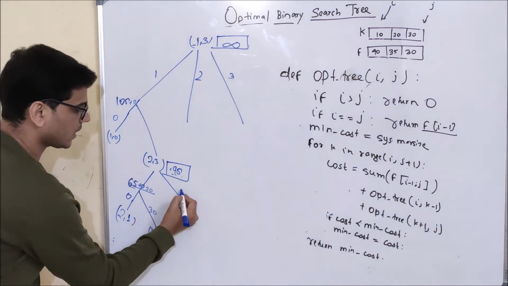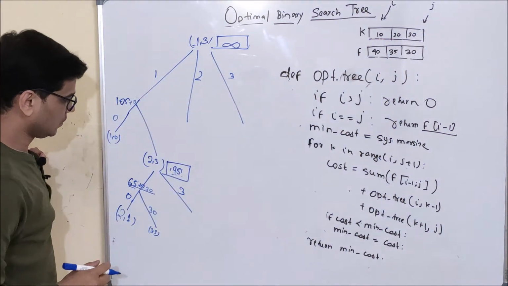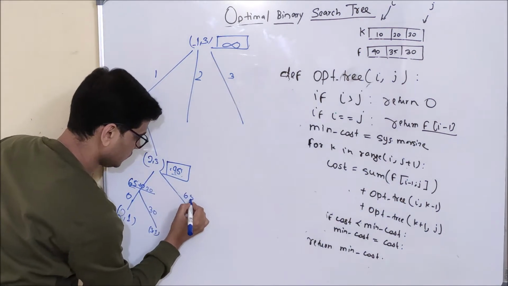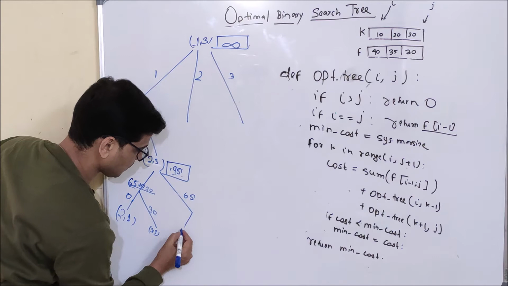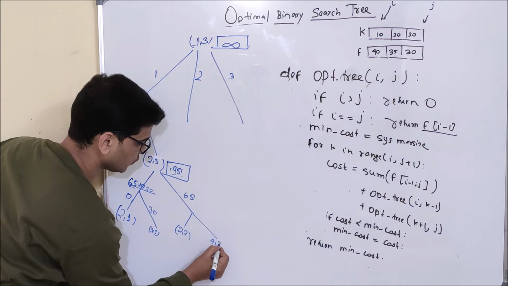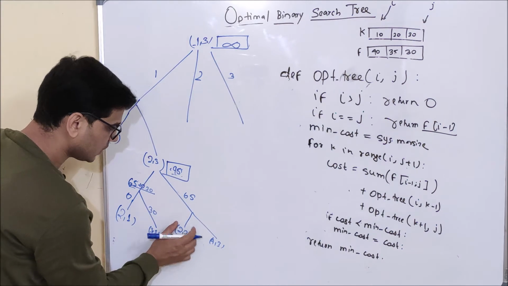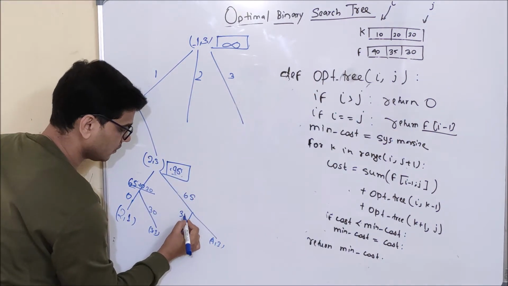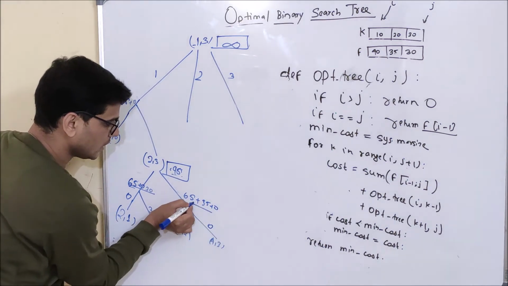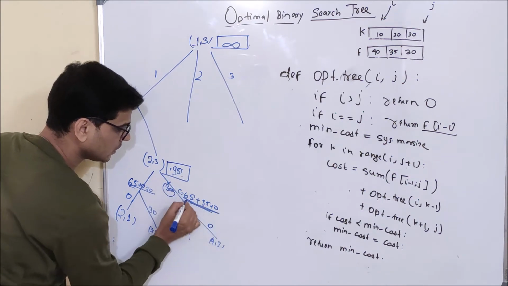Now it will try 3 as root, that is 30 as root. So first of all, this sum part, 65 plus, here it will be 2, 2, here it will be 4, 3. Now I will draw the tree parallelly. So from here what will be returned? From here 35 will be returned. And from here 0 will be returned. So 65 plus 35 plus 0 is 100. The cost when I have made 30 root is 100.